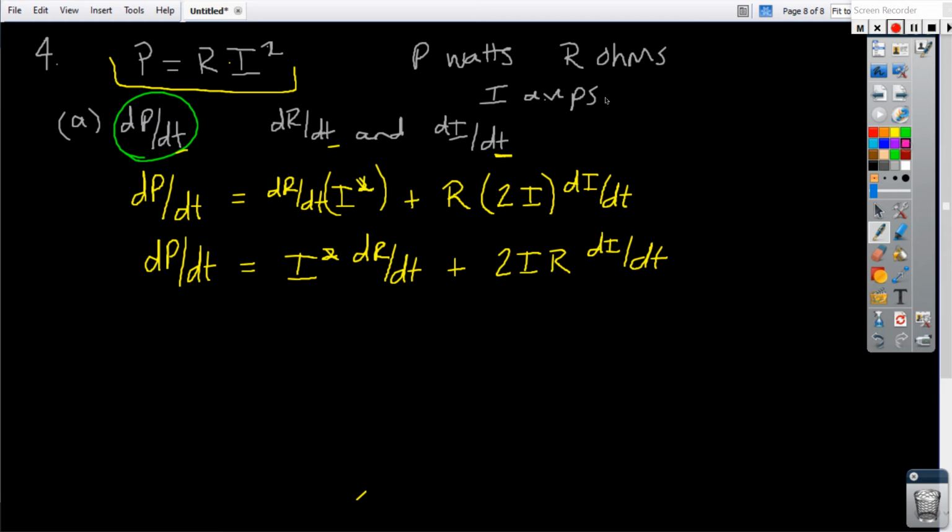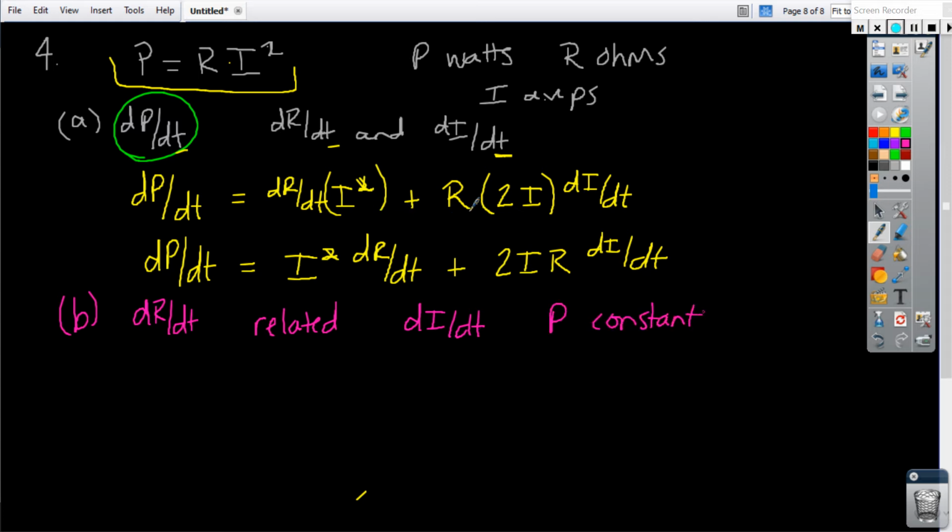Okay? Part B gets a little bit trickier. Part B asks me, how is dR dt related to, notice that related there, you see why this is related, right? Related to dI dt, and then they throw something else in there. They say that if P is a constant. So remember what happens when I have a constant that I'm taking the derivative of.